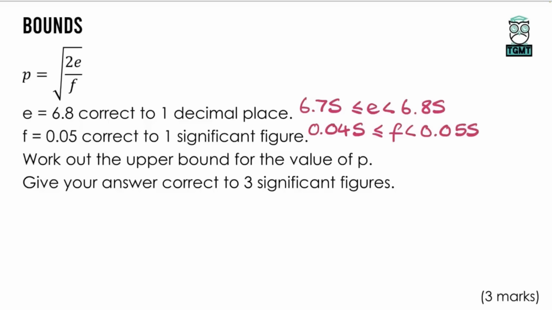It says here to work out the upper bound for the value of p. So to get the upper bound, which is the biggest possible answer, we want to have the biggest possible answer here on the top, divided by the smallest on the bottom. So this will be the upper bound on the top and the lower bound on the bottom. So E, we want to use our biggest possible number. So for E, we're going to use 6.85. And for F, we want the smallest possible answer, so 0.045.